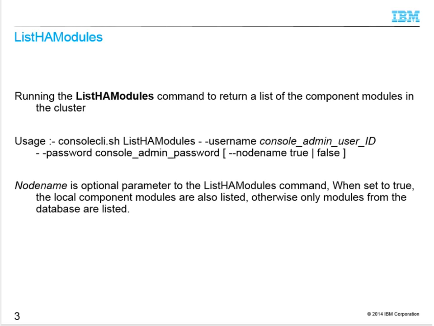The consolecli command .sh is for Linux and AIX, and the .bat is for Windows. The commands are available from the home/bin directory. Running the list.ha module command returns a list of component modules in the cluster. You can use the node name as an optional parameter to the list.ha module command. When set to true, the local component modules are also listed. Otherwise, only modules from the database are listed.